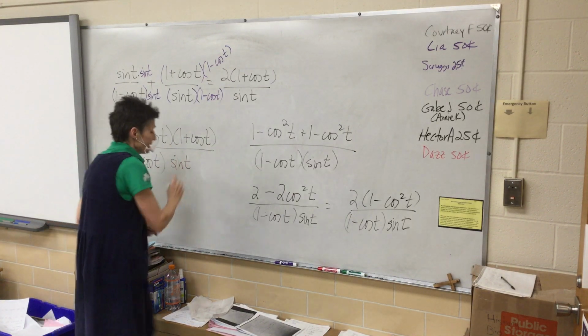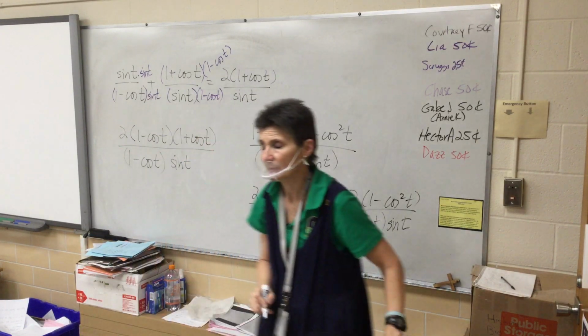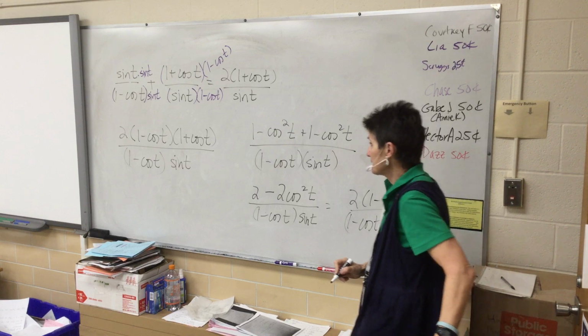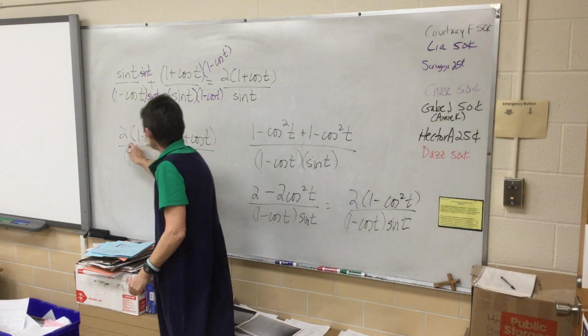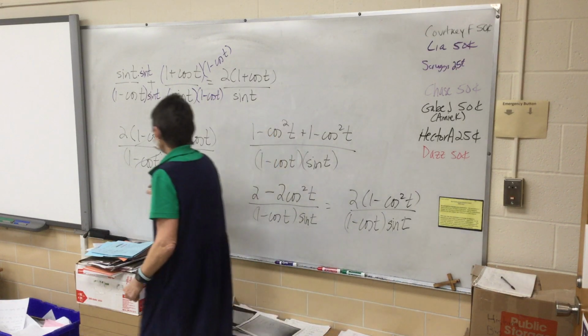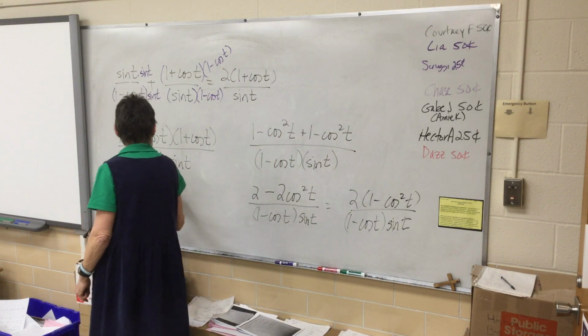And what's going to happen now? Now that I factored, I can cancel. And when I cancel these out, what am I left with? What I want, yep. 2 times 1 plus cosine.